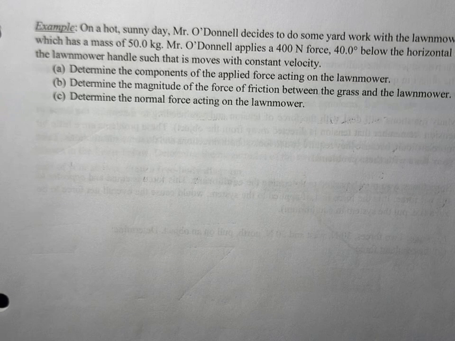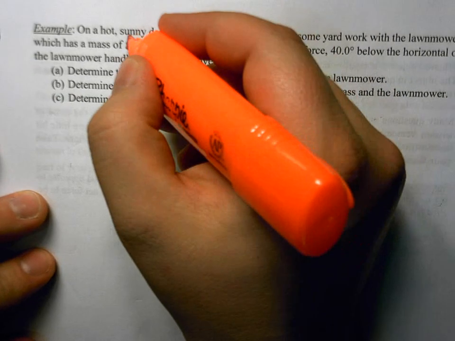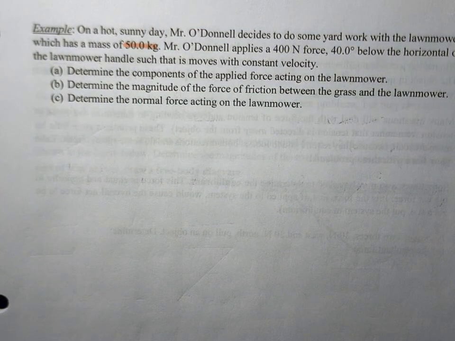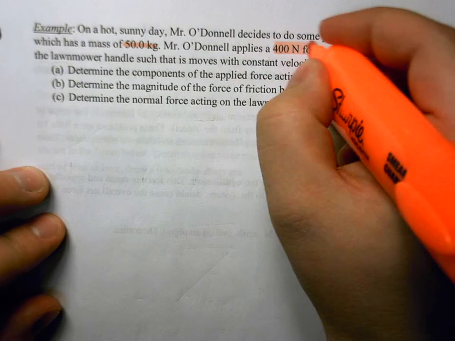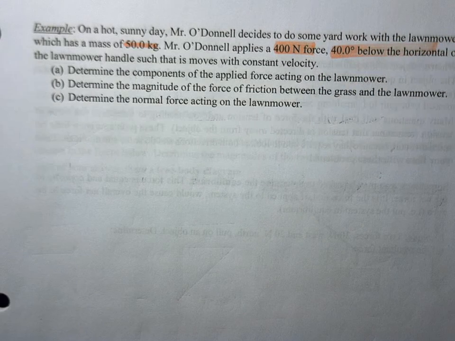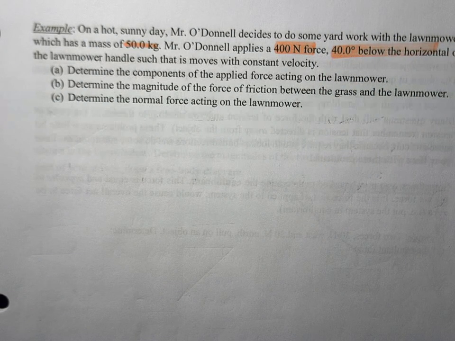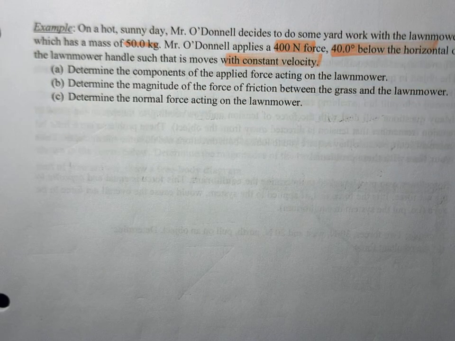So on a hot sunny day, I myself am going to do some yard work, and it might be a little bit on the fictional side. So I'm going to be pushing this lawnmower with a mass of 50 kilos. I'm also going to apply a force of 400 newtons, and I'm going to do that 40 degrees below the horizontal on a lawnmower handle such that it moves with constant velocity.